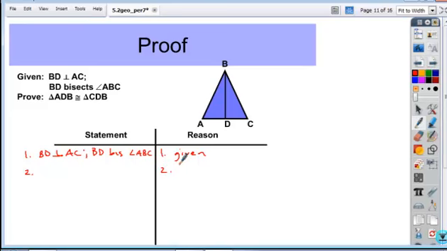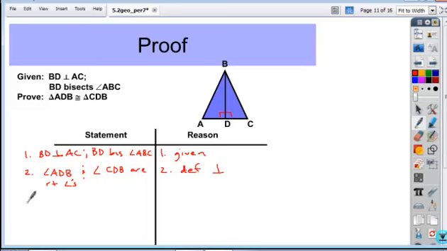Okay, so the fact that BD is perpendicular to AC tells you they meet at what? They meet at a right angle, right? So you have two ways to approach this. You can approach it in terms of the properties. So what we could say is that angle ADB and angle CDB are right angles. Okay, and you can justify that because perpendicular is defined as segments that intersect at right angles.